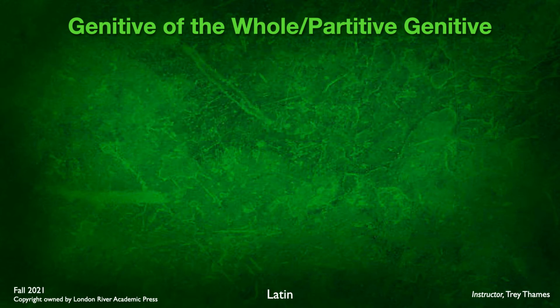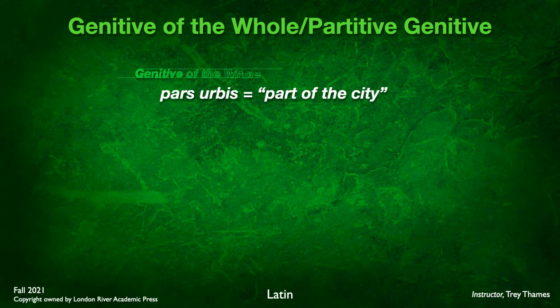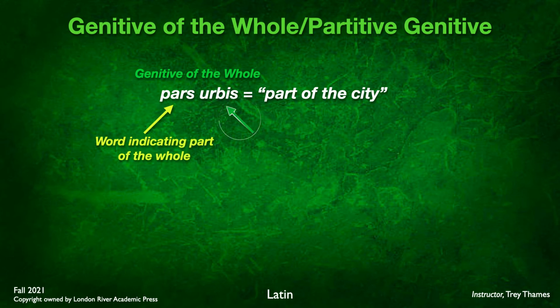Now let's look at a couple more phrases here. Pars urbis, part of the city. The genitive of the whole is urbis. The word that indicates a part is pars, and urbis is the word indicating the whole. So urbis is the genitive of the whole. It's the whole thing being referenced. Urbis, part of the city.